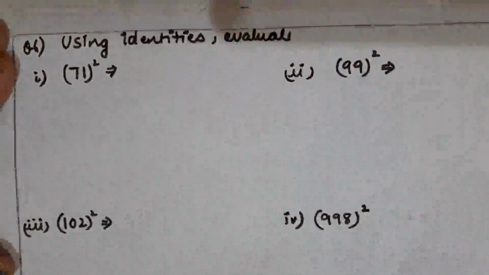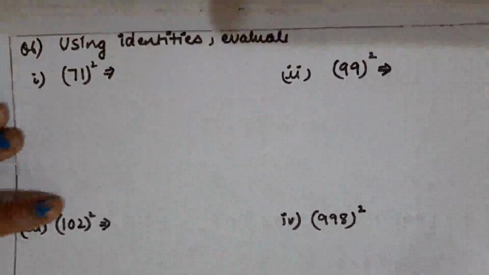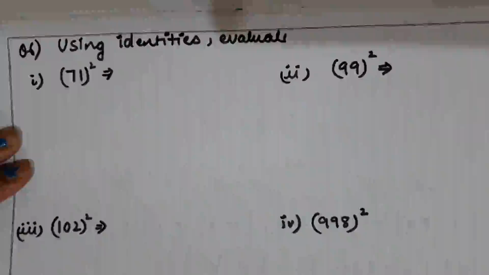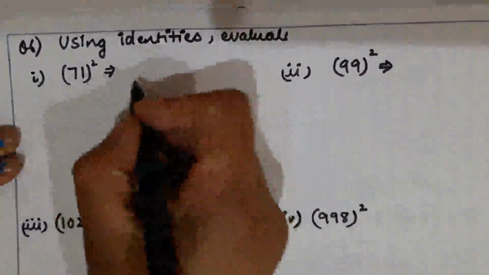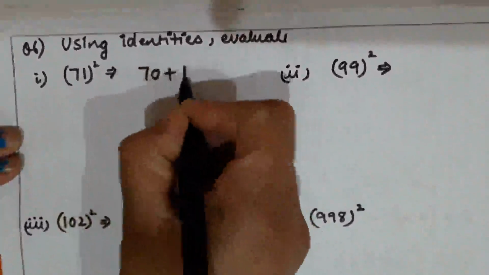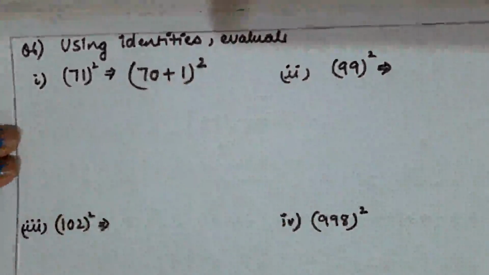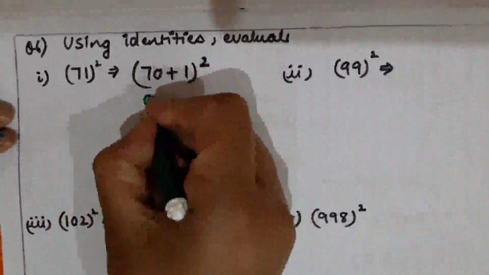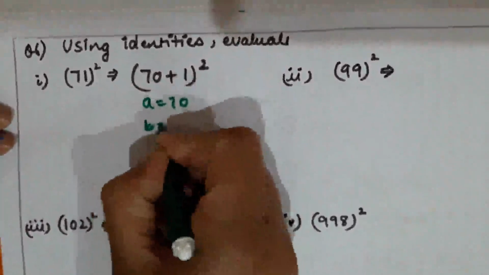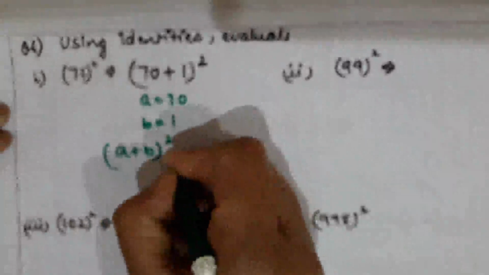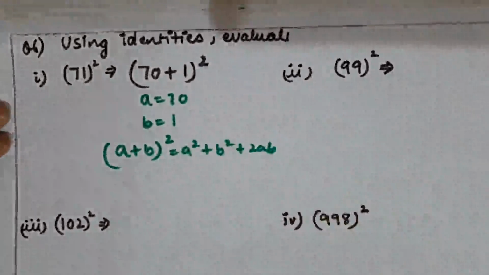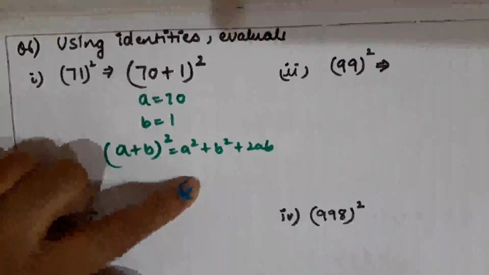Now in this also you have to apply the identities, but for 71 square there is no identity, so we have to convert it into an identity. Instead of 71, how can you write it? You can write (70 plus 1) whole square. I'm not solving fully, I'm just giving you a hint. A is 70 here and b is 1 here. So apply (a plus b) whole square, it means a square plus b square plus 2ab. So put these values inside the formula, you will get the answer.